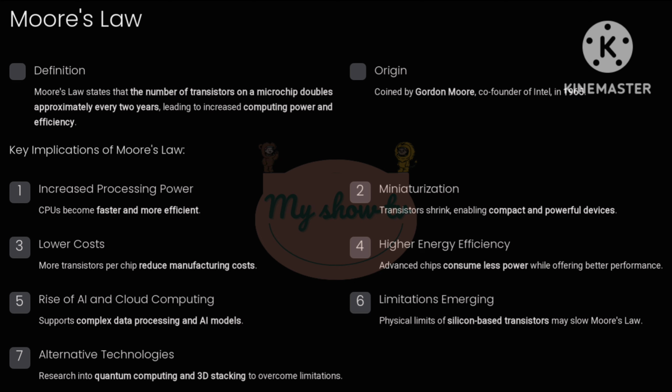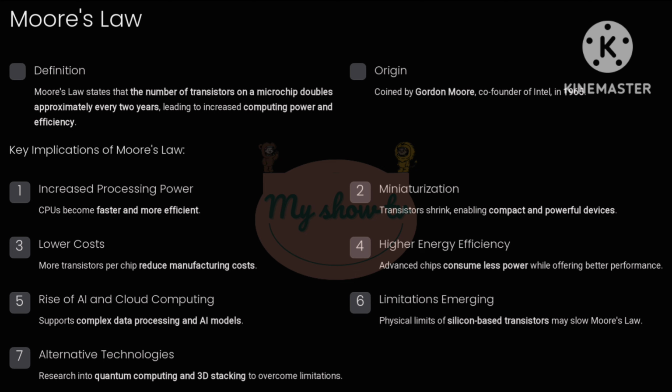5. Rise of AI and cloud computing. The exponential growth in processing power supports deep learning models, cloud platforms, and data-intensive applications. Example: Google's tensor processing units (TPUs) handle AI computations at high speed. 6. Limitations. Transistors cannot shrink indefinitely due to quantum mechanical effects. The heat generated at such small scales affects efficiency and reliability. 7. Alternative technologies. Researchers are working on quantum computing, neuromorphic chips, and 3D transistor stacking to push beyond Moore's law.